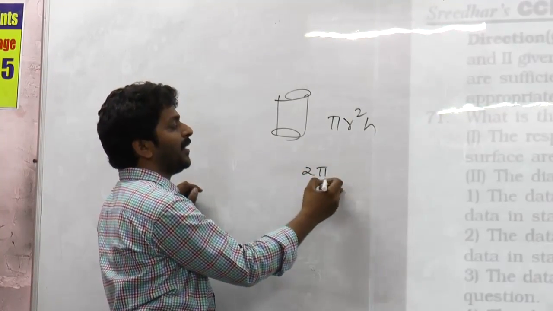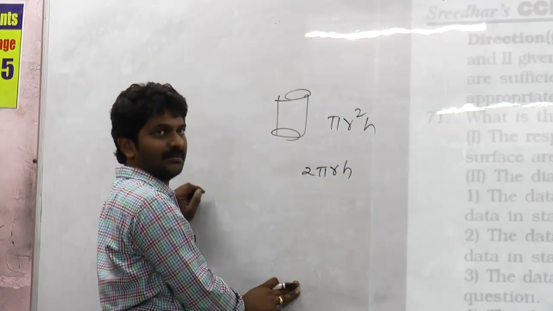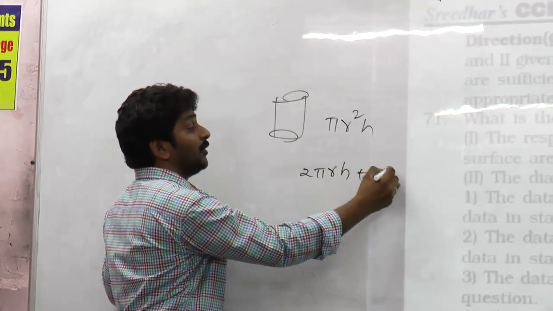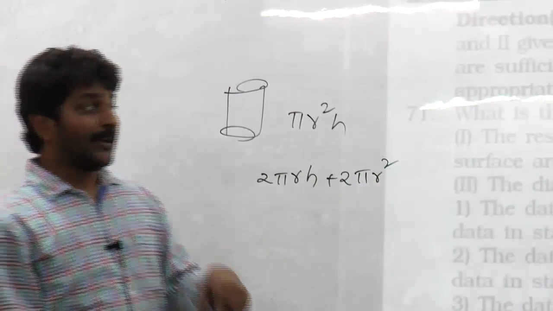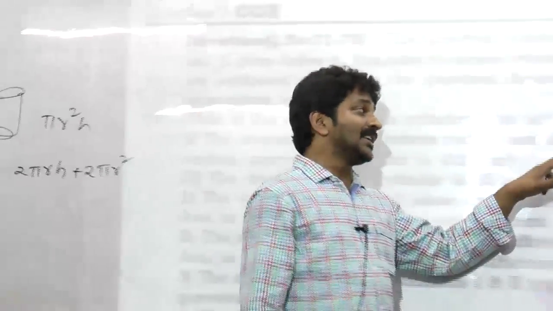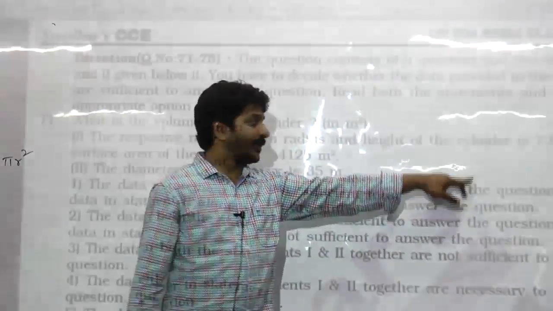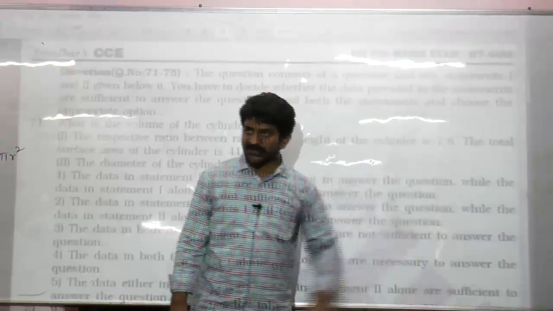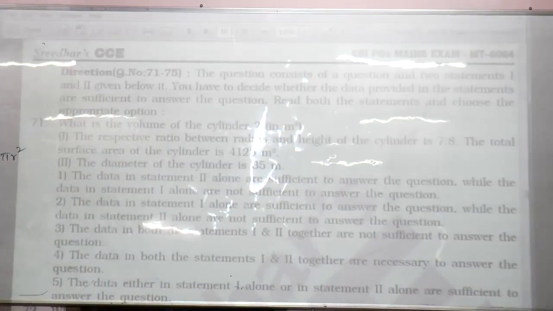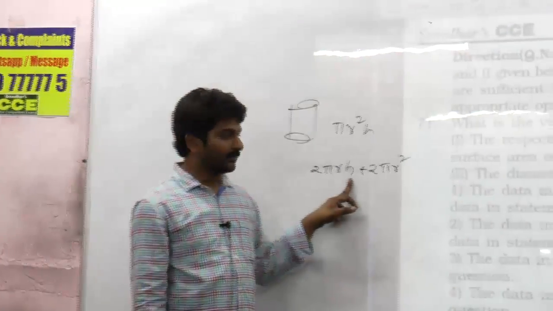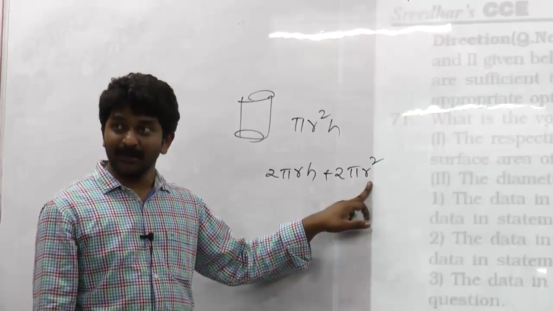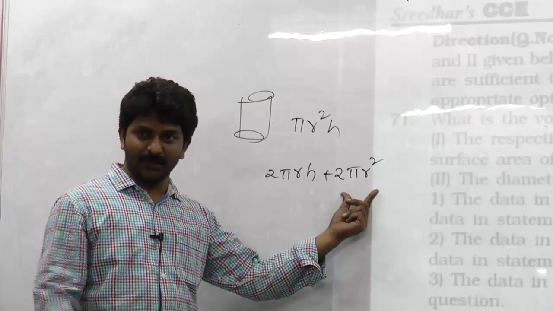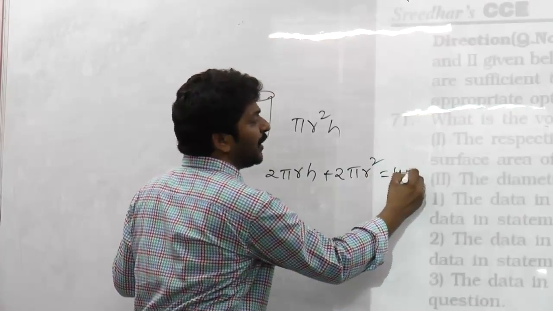2 pi r h plus 2 pi r square. And you are given radius and height ratio. So radius will be 7 parts and height is 8 parts. 7 parts into 8 parts, some number into p square. Here also r square, 7p whole square. This is also you will get it in terms of p square, and which is given as 4125.